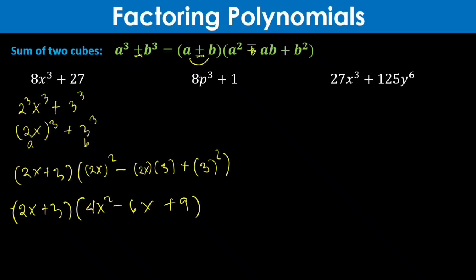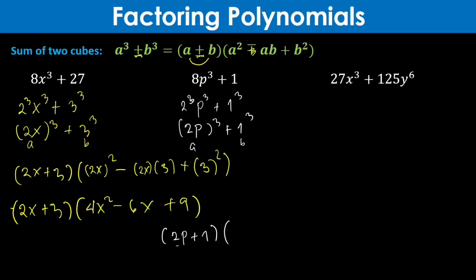Now let's go here. Change color. Now we express this as cubes. This is 2 squared p, 2 cube and p cube plus 1 cube. Alright, so we can single this out: 2p cubed plus 1 cubed. Our a is 2p and our b is 1. So that's 2p plus 1, and then we square this.